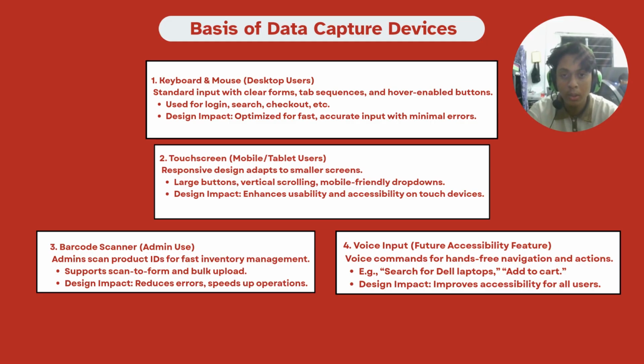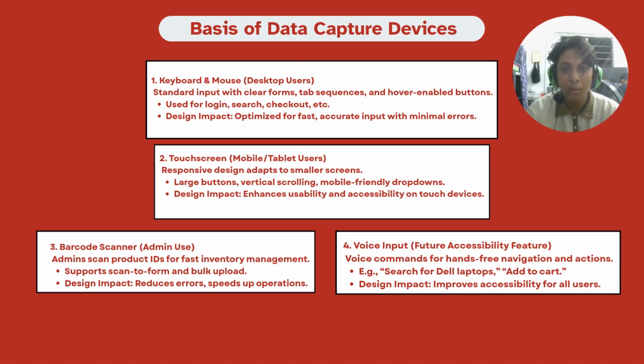And the second one is touchscreen devices such as mobile and tablet users. CyberGo uses a responsive design to optimize the shopping experience on smartphones and tablets. Key features include large thumb-friendly buttons, such as 48 by 48 pixel minimum, easy vertical scrolling through product listings, mobile-optimized drop-downs and modal dialogues, then automatic adjustment for the on-screen keyboard. Then the design impact is a touch-friendly layout that ensures a smooth, accessible shopping experience, reducing frustration and enhancing usability for mobile users.